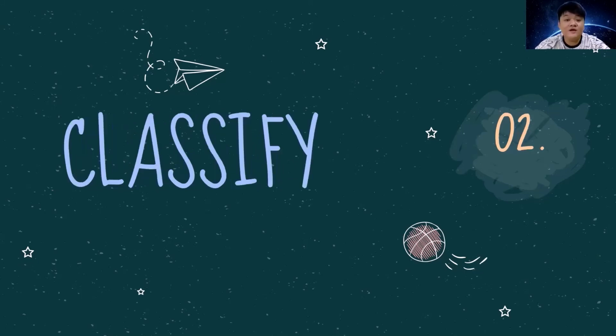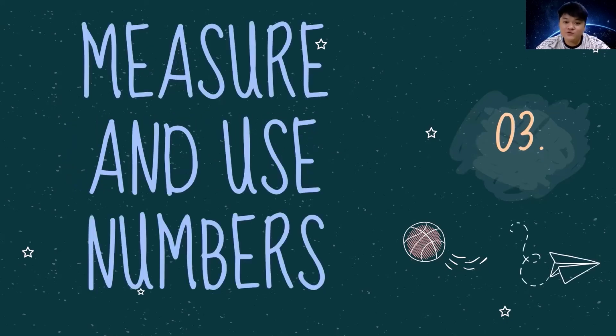Understand? Number 2, we have also learned how to classify things. Mengelaskan bahan-bahan ataupun objek di sekeliling kita. We put things into groups. For example, animals, plants, stationaries, or boys and girls. Very good. Number 3, we have also learned how to measure and use numbers. Kita juga telah belajar tentang cara untuk mengukur dan menggunakan nombor. Do you remember?